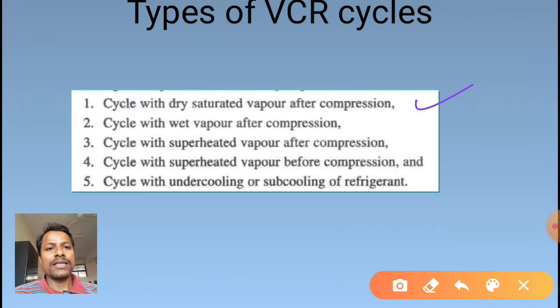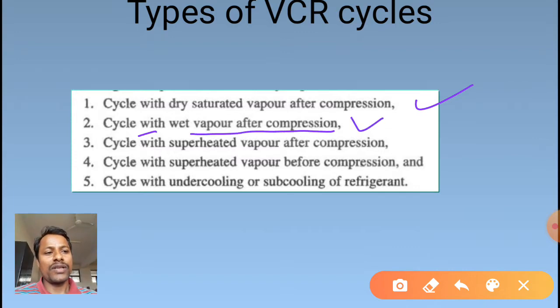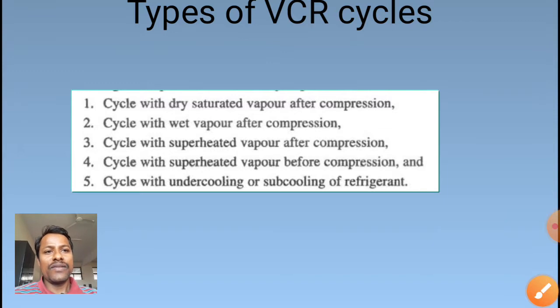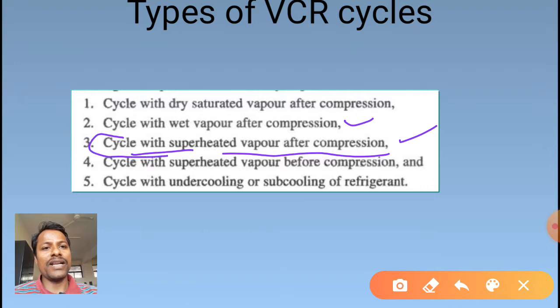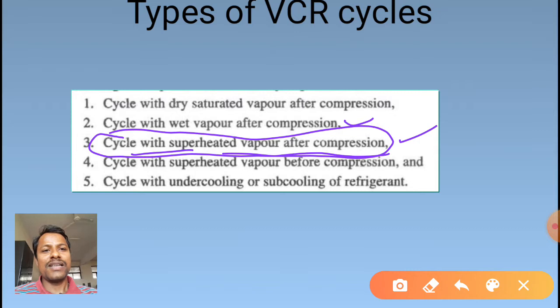The second case is the VCR cycle with wet vapor after compression. Here the refrigerant vapor is wet at the inlet of the compressor and it is still wet at the outlet of the compressor. That is the second type of VCR cycle. The third type is the VCR cycle with superheated vapor after compression. After this third cycle, we have already discussed and solved the numericals.